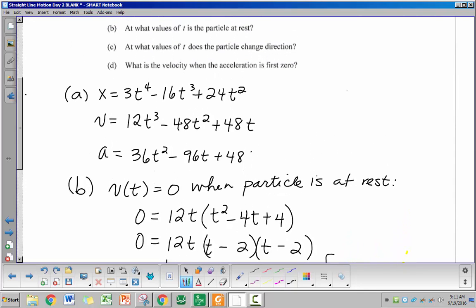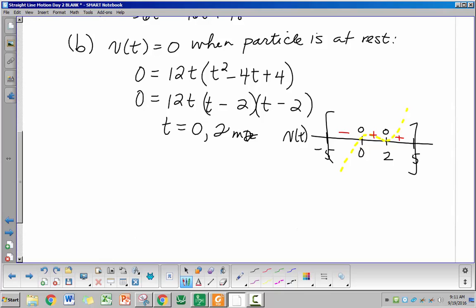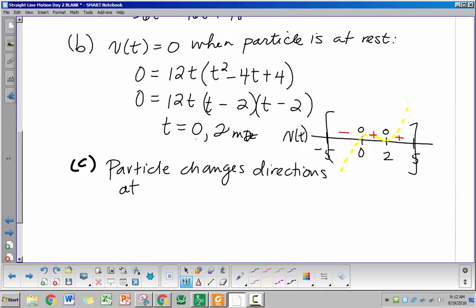So part C says, at what values does the particle change direction? Can you help me with that? The particle changes direction at t equals 0, since v of t changes signs. Why didn't I choose 2? What's happening is the particle says, okay, I'm moving left at -5, and then I'm going to stop at time equals 0, and then I'm going to move right until I get to 2, and then I'm so tired I'm taking a rest, and then I'm going to go positive again. You see? So it doesn't change direction.